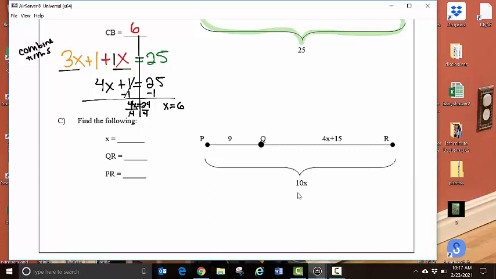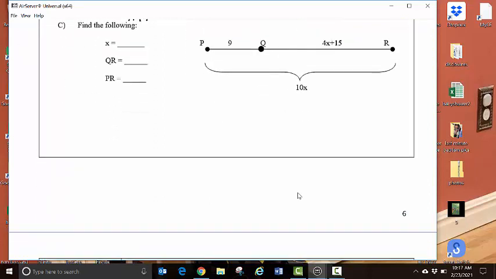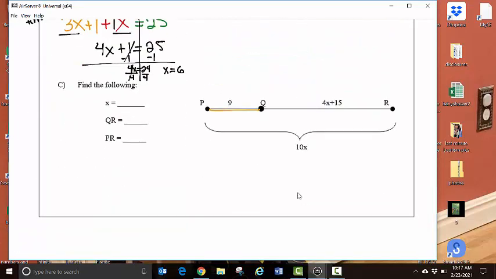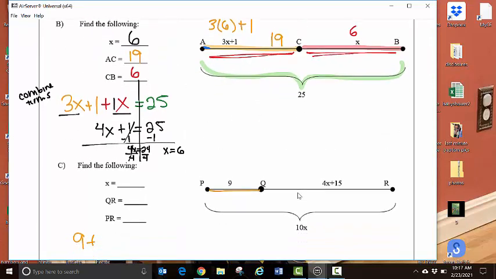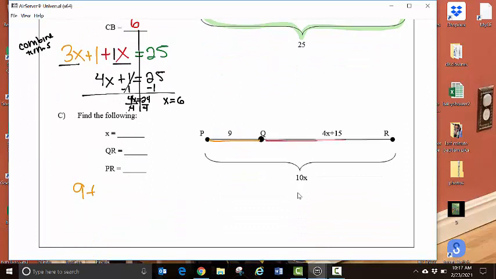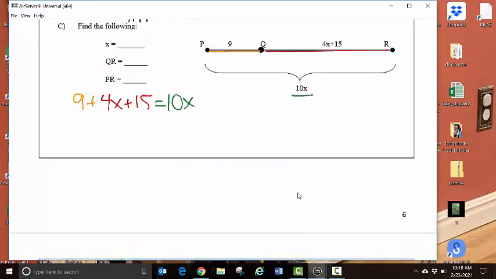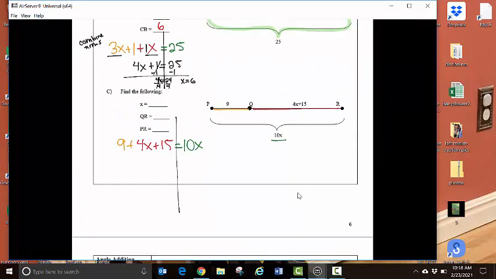You need to wait. Okay. Find the following. This is the same thing. We're going to say this much, 9 plus 4x plus 15 equals the whole thing, 10x. How is this one different? Look at the setup for B and C and tell the person behind you how this one is different. And then back row, talk to the person next to you.